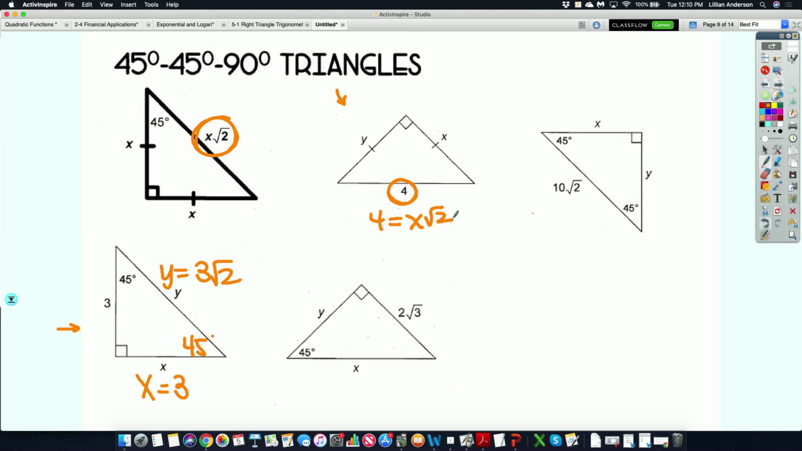How do I solve this? So I'll have 4 divided by the square root of 2. Then I'll have to what? Rationalize. I multiply the top and the bottom by the square root of 2. That will give me 4 square root of 2 all over 2. Does that reduce? Yes. So my legs are going to be 2 square root of 2. Both of them.